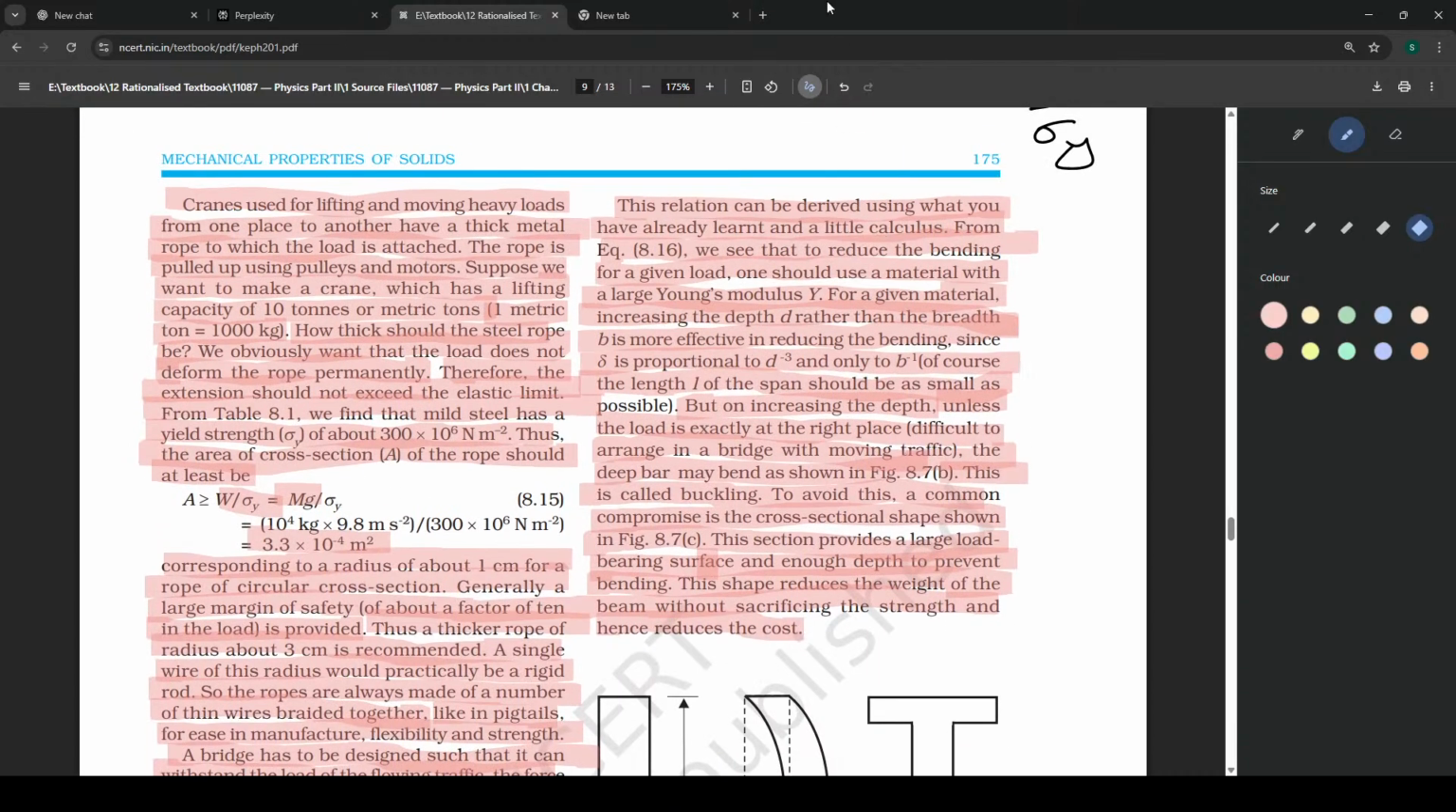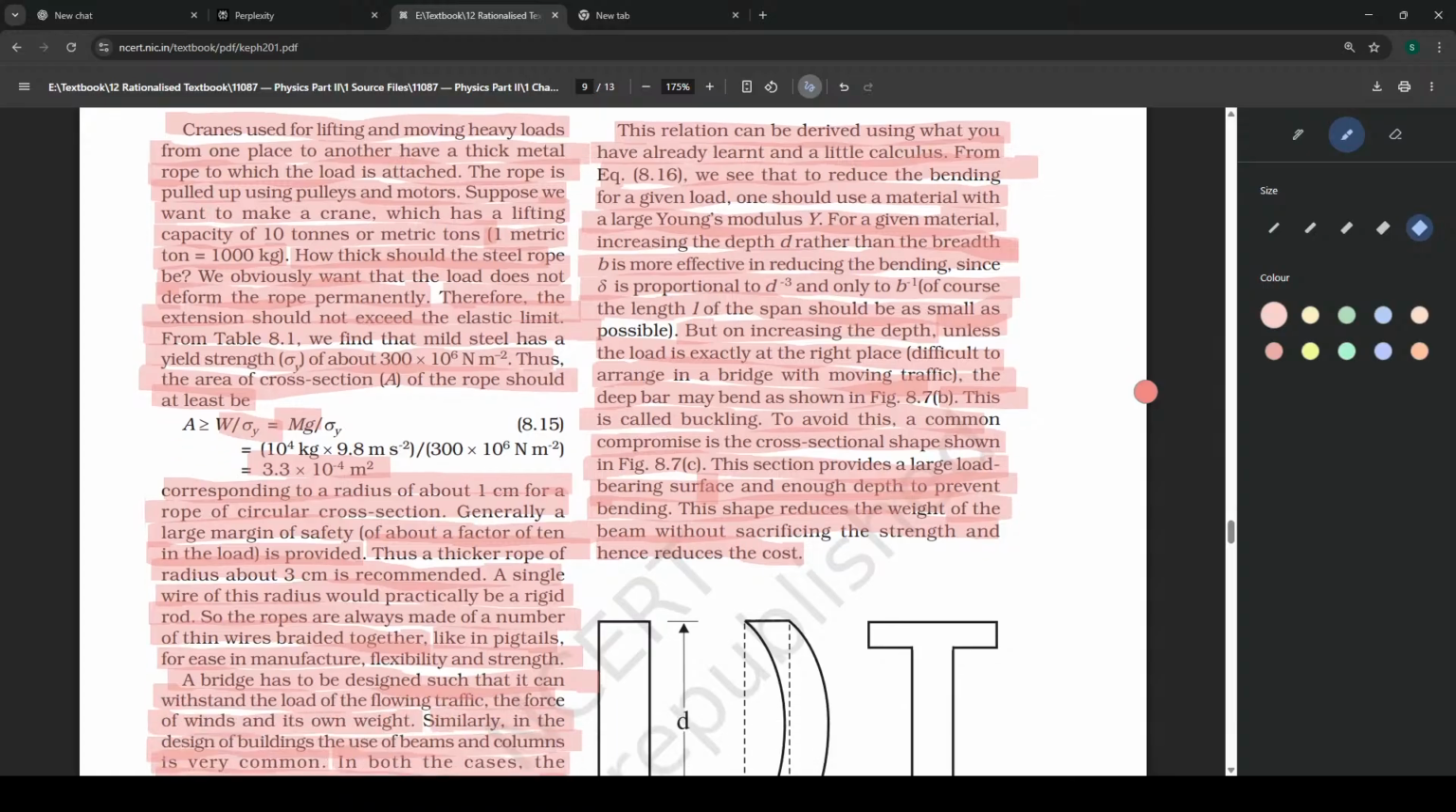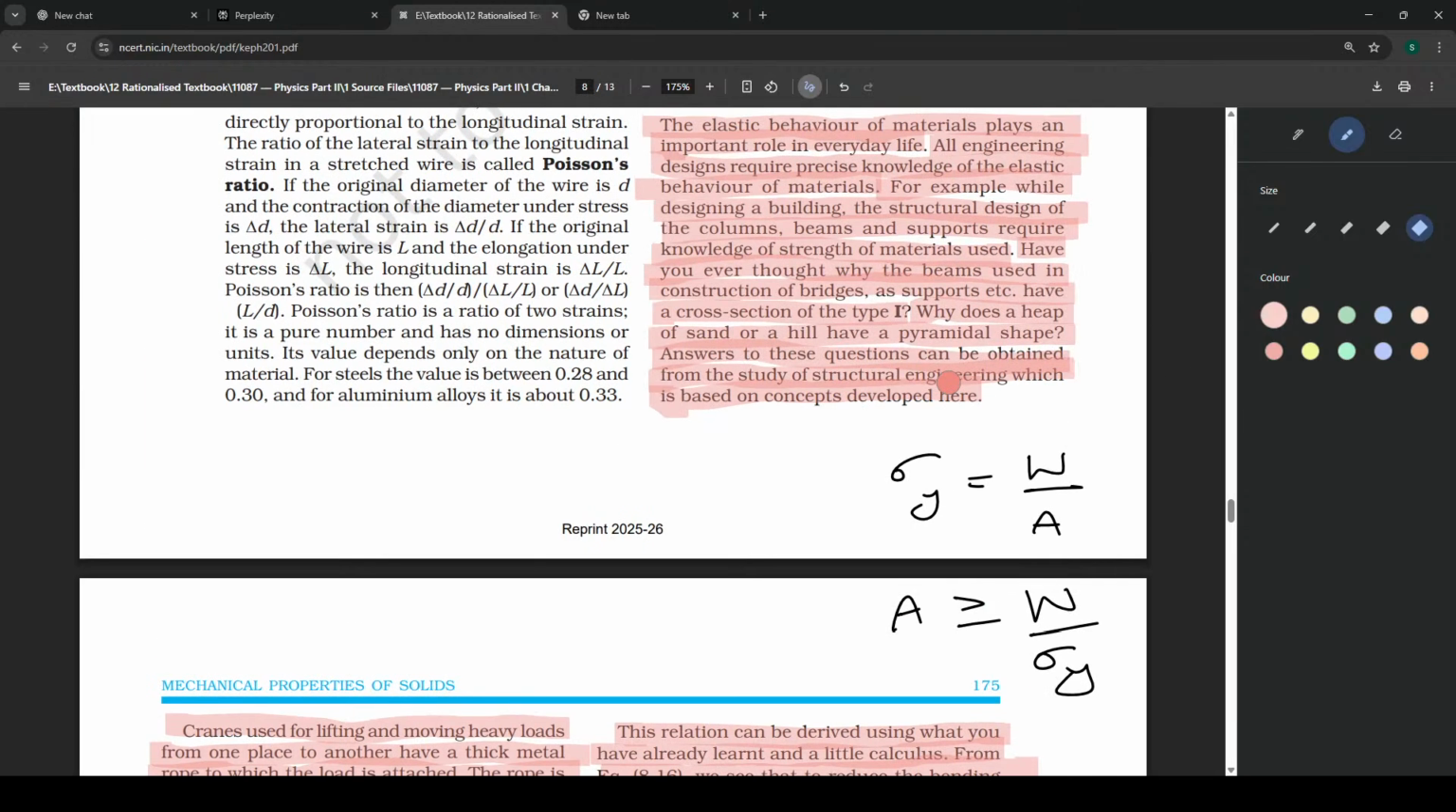Okay, let's see what they have given here. This relation that we saw there can be derived using what we have already learned and calculus. It seems they won't be giving the derivation here. Okay, from equation 8.16, it seems to be related to Young's modulus. Let's see it.